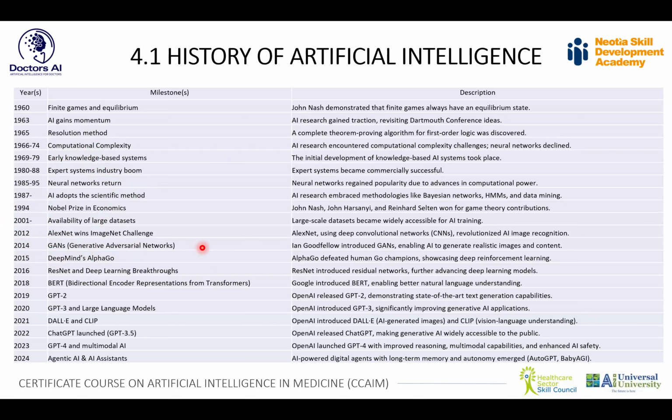A couple of very important developments happened in 2014, the development of GANs, which is generative adversarial networks. And in 2015, this is what actually shook the world, where DeepMind's AlphaGo defeated human Go champions. And that showcased for the first time deep reinforcement learning. So now you understand, when you say reinforcement learning, how that learning exactly happened and what form of intelligence we are actually talking about.